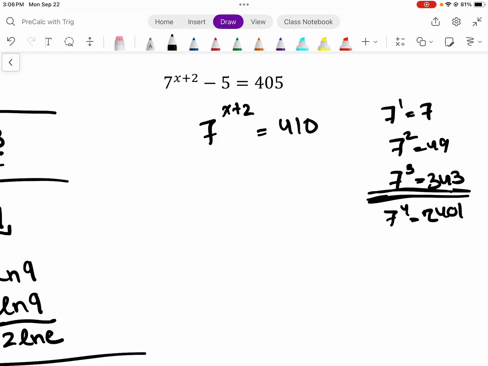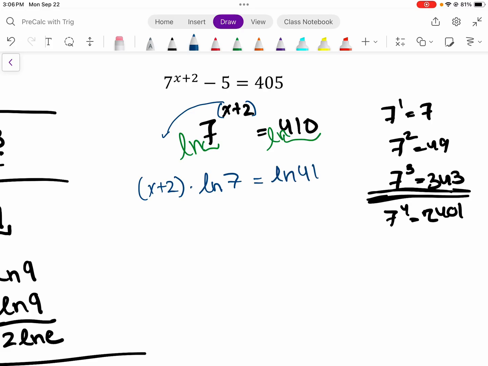So what we're going to do is solve this by using logs. Same thing. Once the base is completely by itself, let's go ahead and natural log both sides. And now that we have natural log, we can bring that exponent down. So this is going to be x plus 2. Notice that I'm putting them around parentheses because this is technically one single item. And then we have the natural log of 7 equals the natural log of 410.